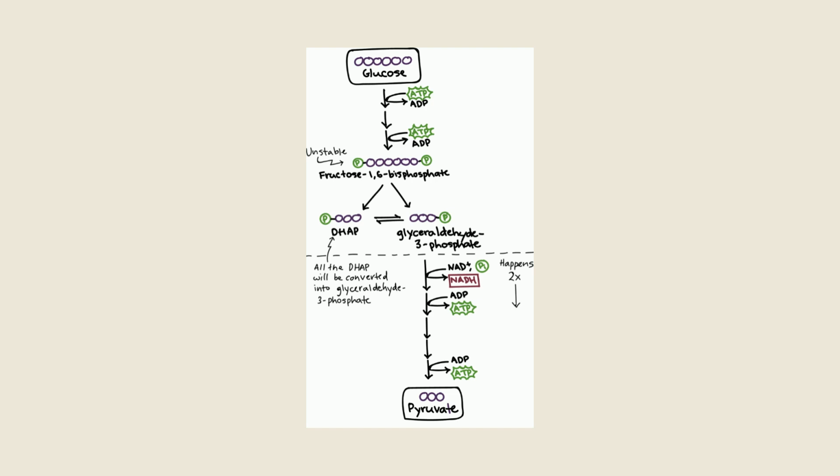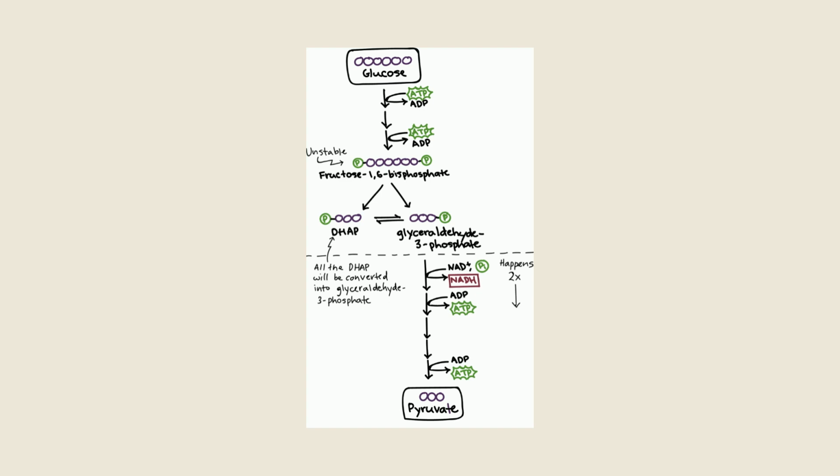As we have mentioned, the highly energized electrons will be combined with NAD to produce NADH. And then along the way, ATP will be produced from ADP, or adenosine diphosphate, to ATP, or adenosine triphosphate. After that, pyruvate, a three carbon molecule, will be produced. This energy releasing stage will happen twice.